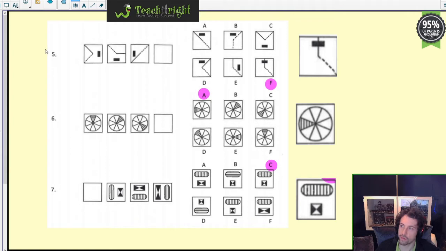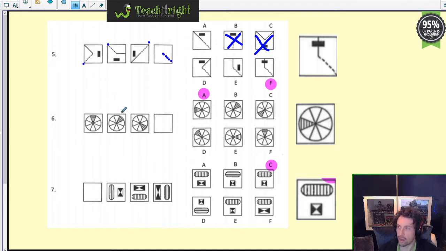Number 5, you can see here, it's always 1 bar every time. It looks to me, if I do the dotted line, it seems to be rotating from corner to corner to corner. So I want the dotted line of my shape to be in this corner. And that lets me eliminate a few options.